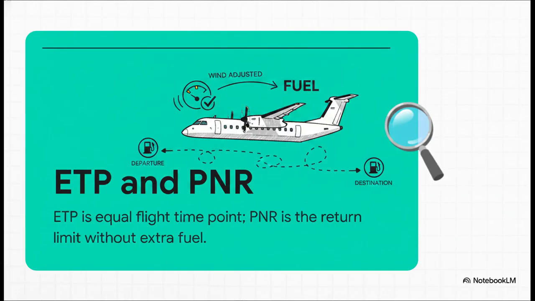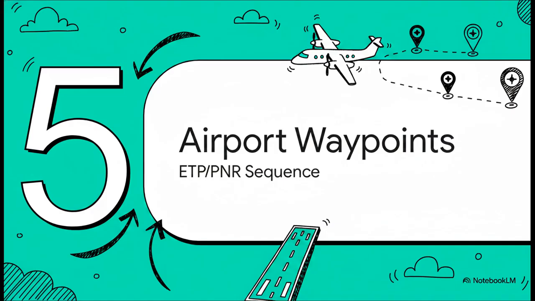First up, we have ETP, or Equal Time Point. This is your wind-adjusted en route point where flying to your destination takes the exact same time as flying all the way back. Then we have PNR, the point of no return. That's the maximum point you can travel to and still return from without needing extra fuel. To lock this in your brain, ETP equals equal time, and that's wind adjusted. PNR equals point of no return, and that one is fuel adjusted. Super important distinction. All right, let's jump straight into the 4-page ETP/PNR sequence.